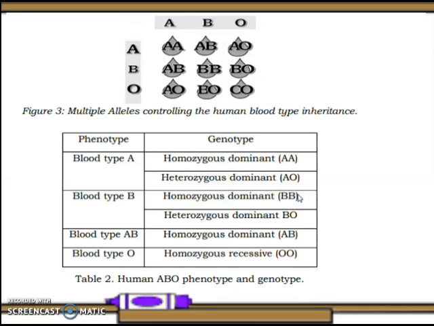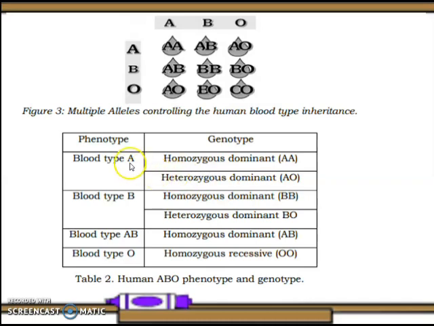Based on the table, alleles A and B are dominant over O. Blood type O can be expressed as homozygous, OO, and blood type A and B can be homozygous or heterozygous. In blood type AB, both alleles are codominant with each other.